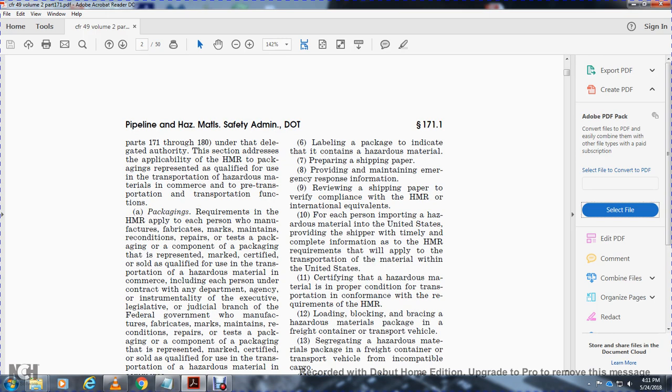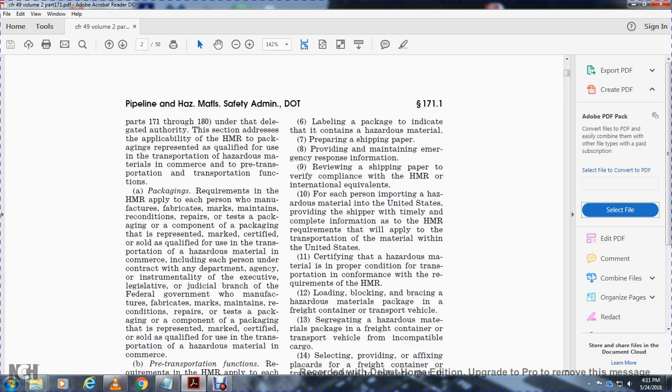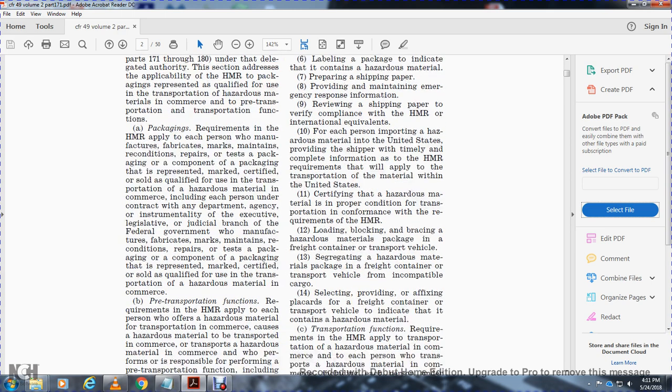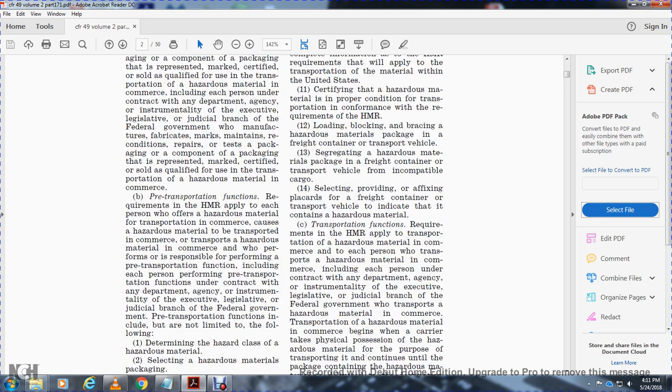This includes each person, including a department, agency, or instrumentality of the executive, legislative, or judicial branch of the federal government, who manufactures, fabricates, marks, maintains, reconditions, repairs, or tests packaging or a component of packaging that is represented, marked, certified, sold, and qualified for use in the transportation of hazardous material in commerce.